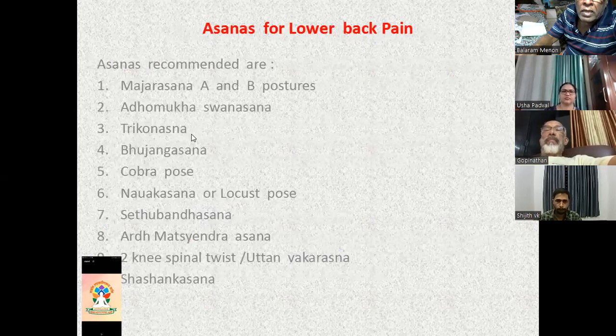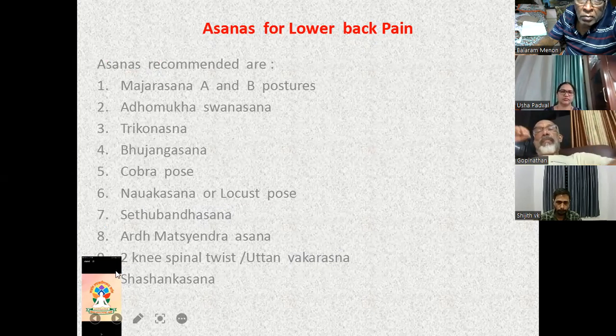Asanas recommended are Vajrasana A and B, Adho Mukha Svanasana, Trikonasana, Bhujangasana, Cobra pose, Naukasana or locust pose, Setu Bandhasana, Ardha Matsyendrasana, two knee spinal twist, Uttan Vakrasana, Shashankasana.